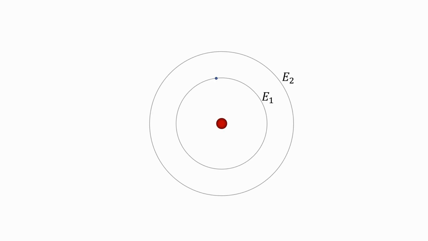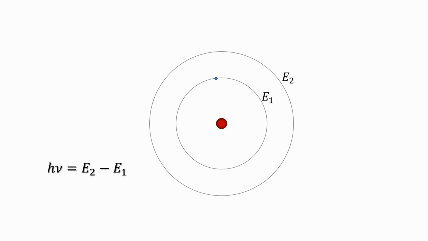To transition from orbit 1 to orbit 2, an electron needs to absorb energy equivalent to the energy gap between these two levels. If an electron transitions from a higher to a lower energy level, the same principle applies, with the electron releasing energy in the form of a photon.